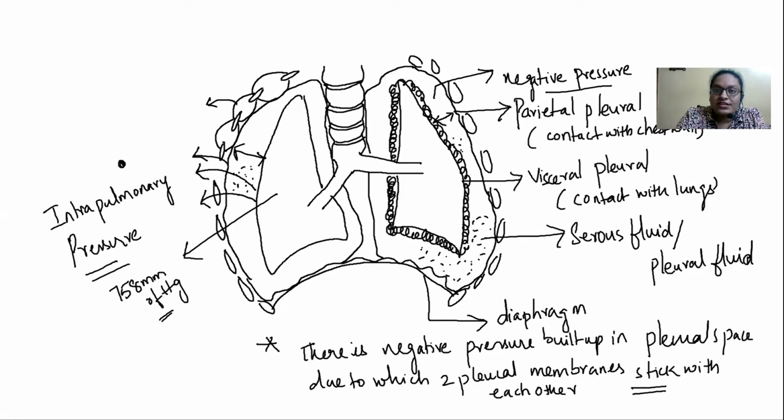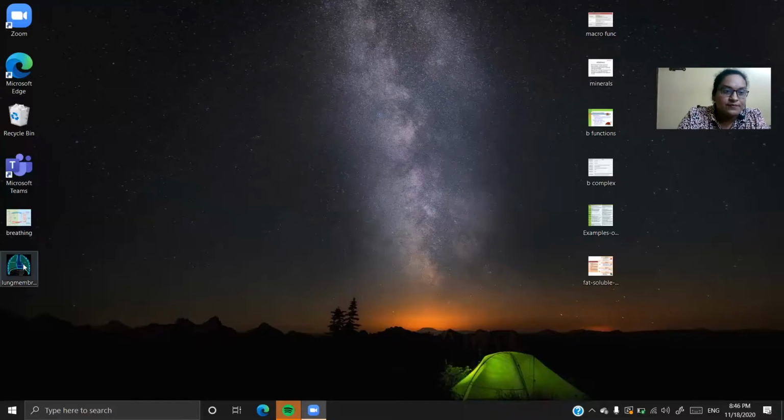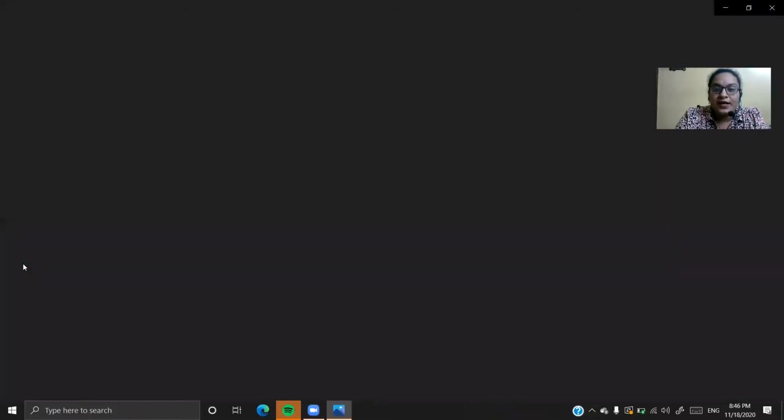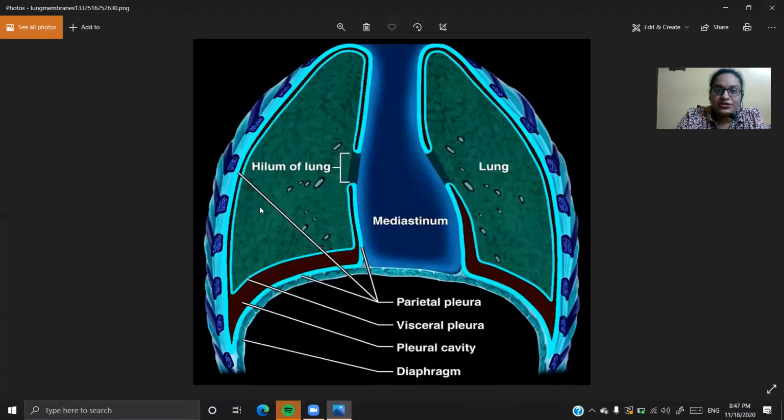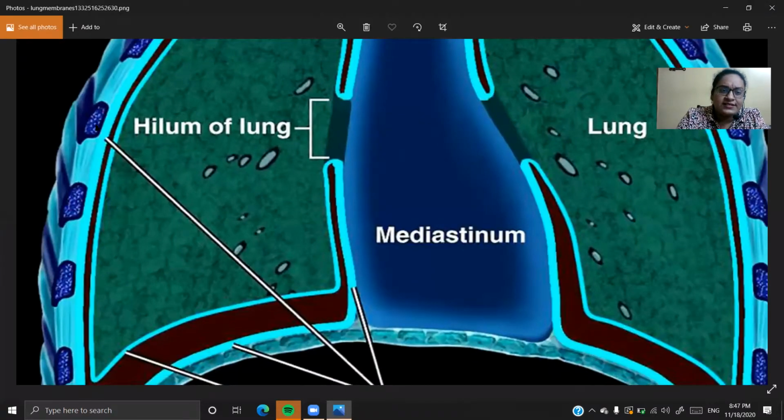Okay, now children, I will share a few slides that I have got for you. This will give you a more specific idea regarding this. Let me show you these pleural membranes first. As you can see, this dark blue thing is the cross section of your rib cage, but the light blue colored one, where the pointer is indicating, is very much attached to the rib cage. That is the parietal pleural membrane.